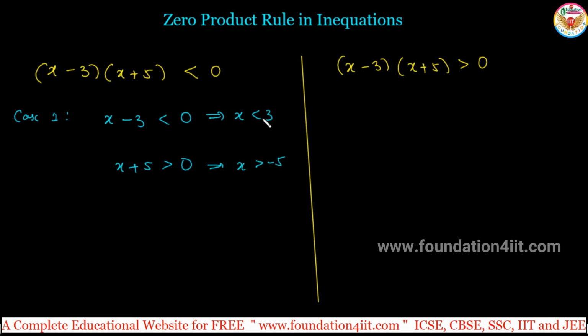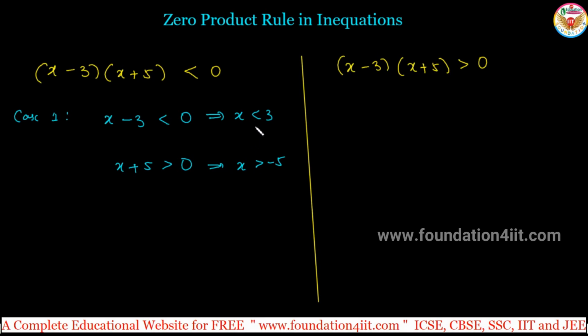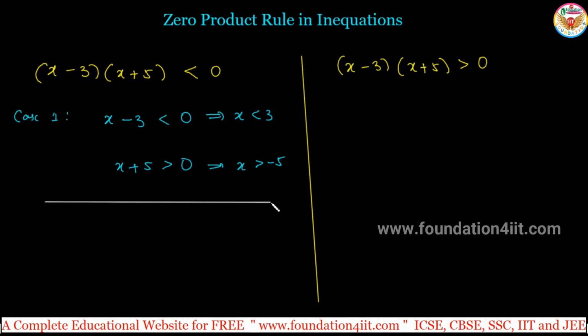x is less than 3 and x is greater than minus 5. X less than 3 means 2, 1, 0, all of those. But x is greater than minus 5. So already x is less. For example, if you observe here, take a small number line in this case.